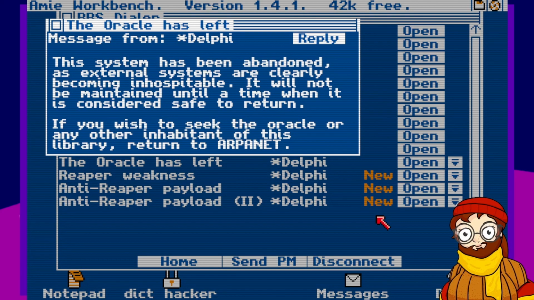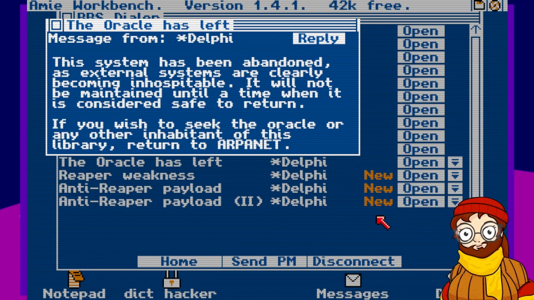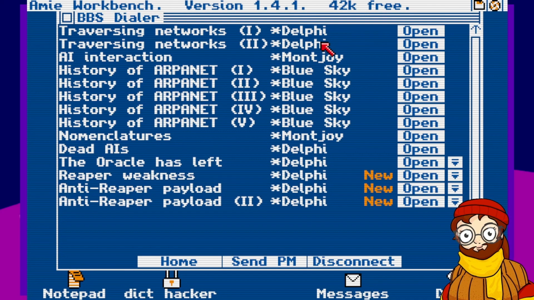Delphi. This system, the Oracle has left. This system has been abandoned, as external systems are clearly becoming inhospitable. It will not be maintained until a time when it is considered safe to return. If you wish to seek the Oracle or any other inhabitants of this library, return to ARPANET.